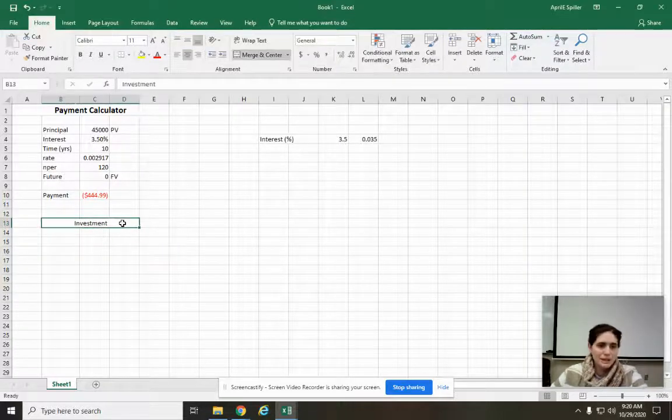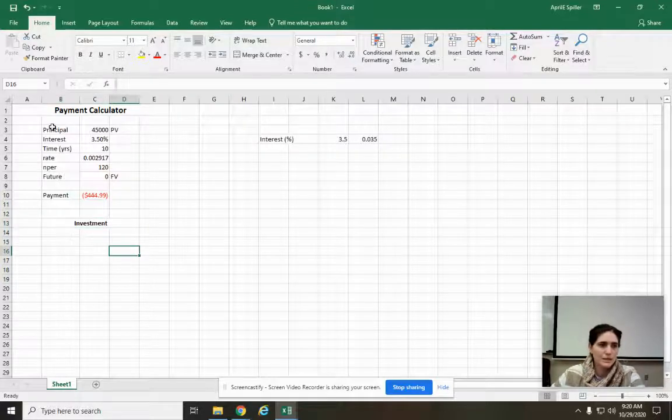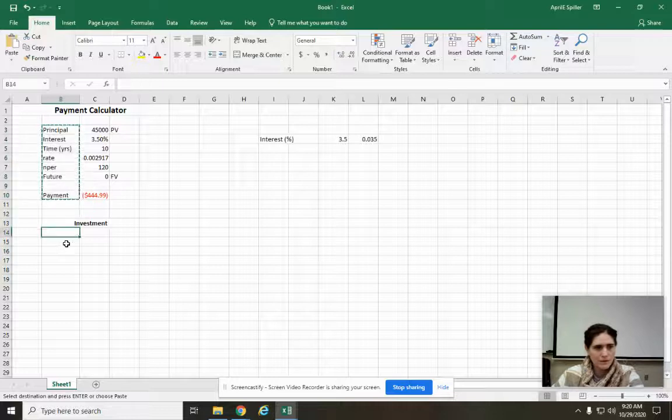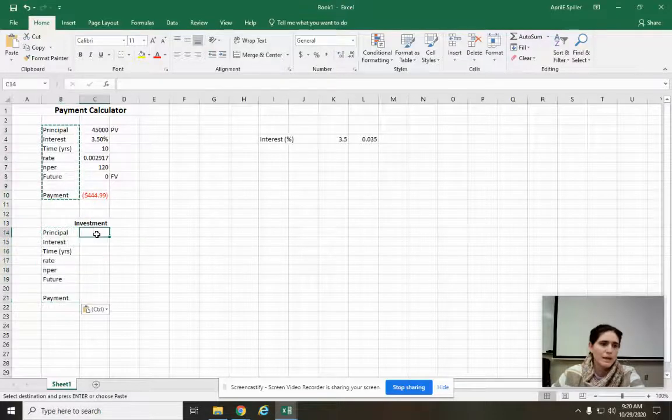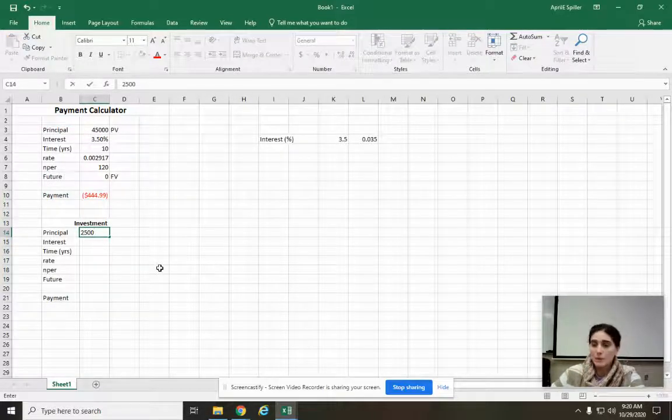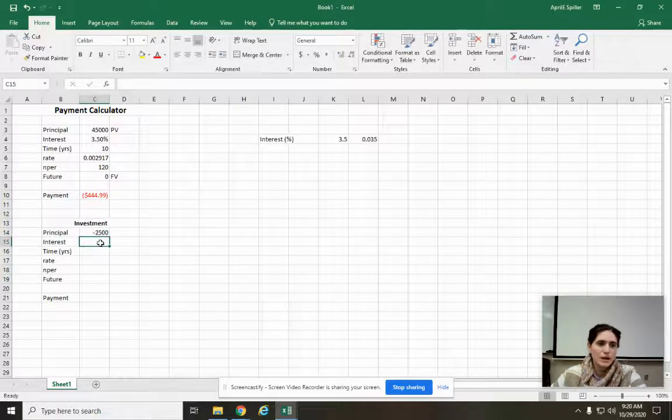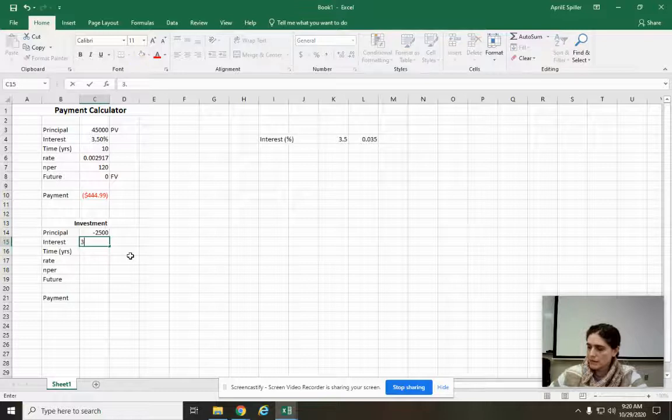The formula is the exact same. So I'm going to just copy these over. Okay, so let's say we got money for our graduation. Let's say we got $2,500. But I'm going to save that. So I got $2,500 and it was in my main bank account, but then I took it out of my bank account and I'm putting it into a savings. So I'm going to call that negative because that left my bank account, right?